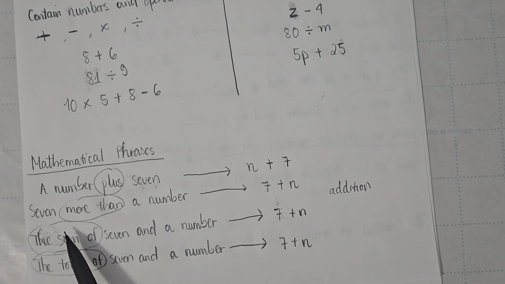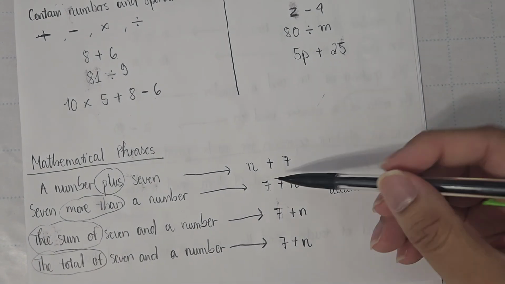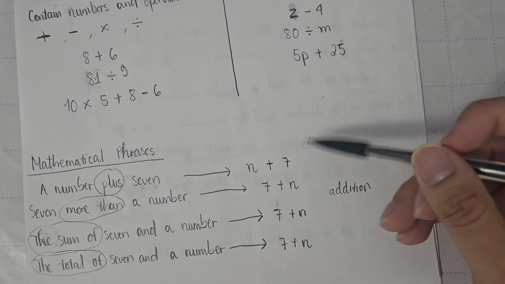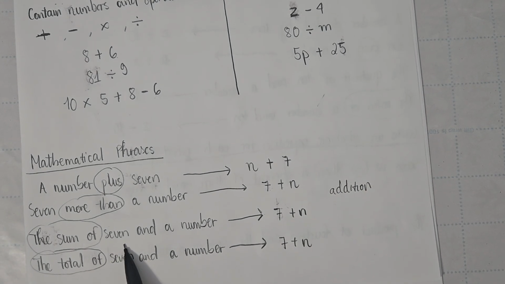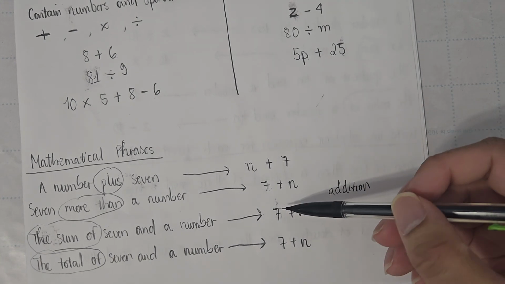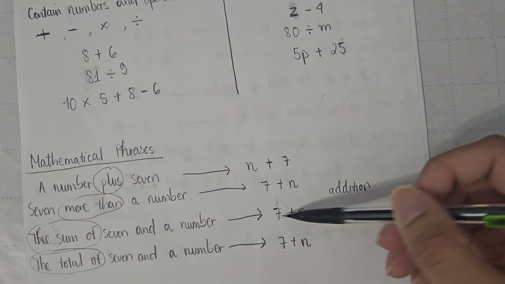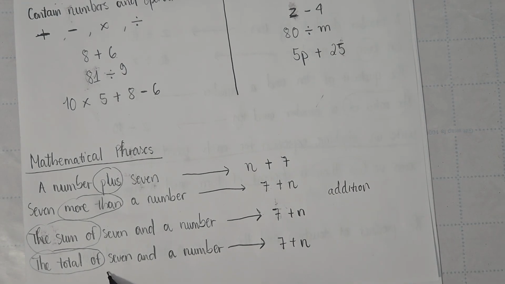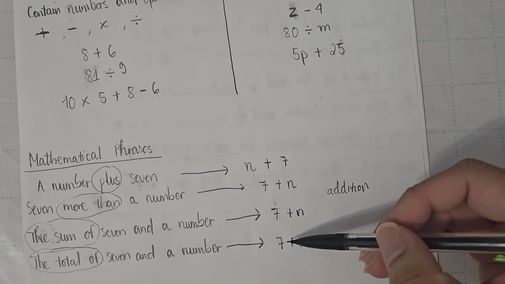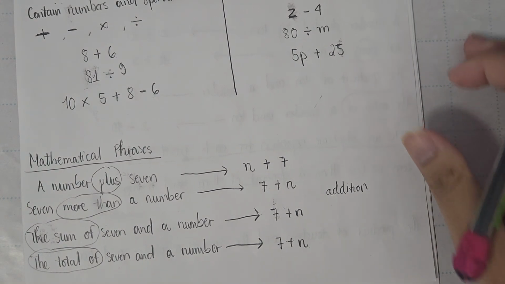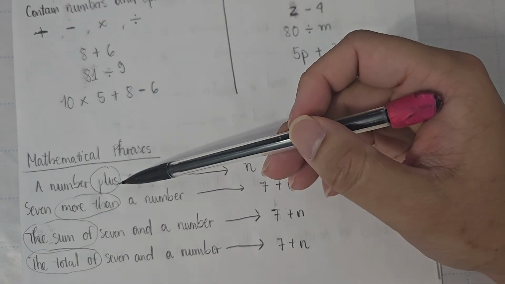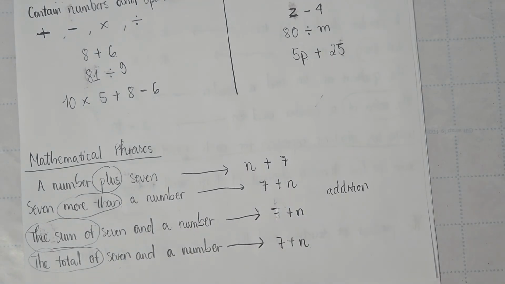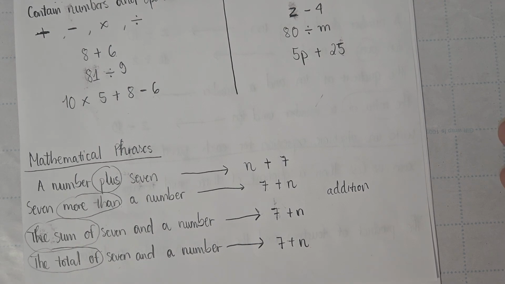The next one is 7 more than a number. So 7 plus a number n, or 7 plus n. The sum of 7 and a number n. The total of 7 and a number: 7 plus n. If you look at the language here, plus, more than, the sum of, the total of, it just means that it's an addition.